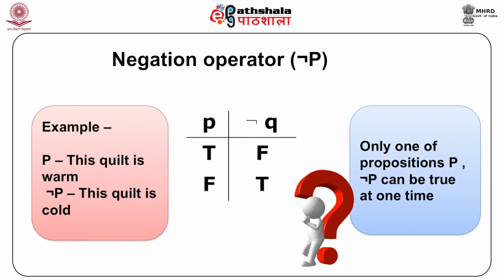Next, we will study negation operator. For example, P stands for this quilt is warm and negation P is this quilt is cold. Only one of the propositions P or negation P can be true at a particular time.